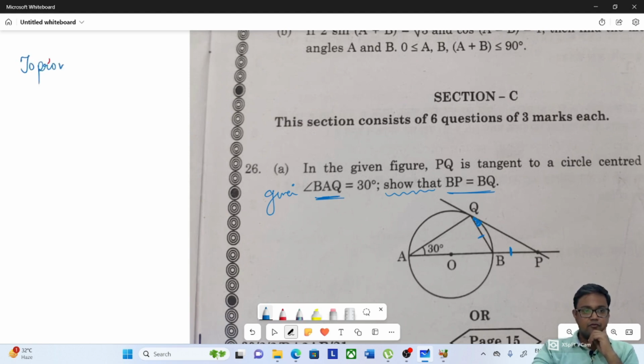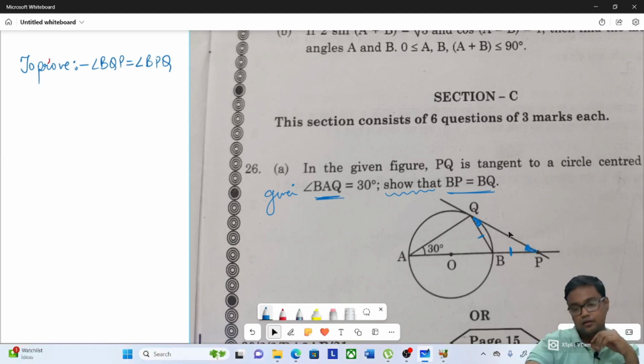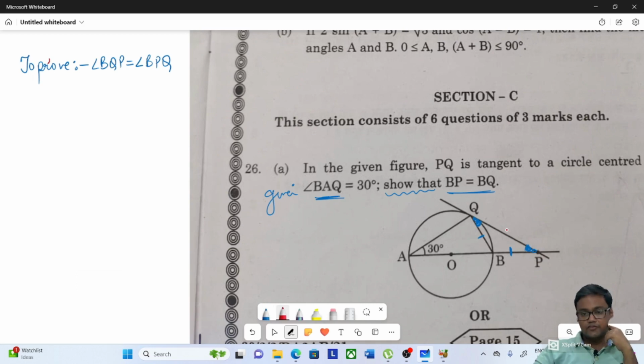Indirectly we have to show that angle BQP is equal to angle BPQ. This is what you are supposed to show, because if you can show this, children, then by using the isosceles triangle property, you can show that the sides opposite to the equal angles are equal, and therefore BP will be equal to BQ. So for this, children, we will have to do some construction here.